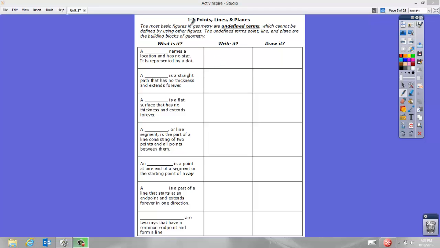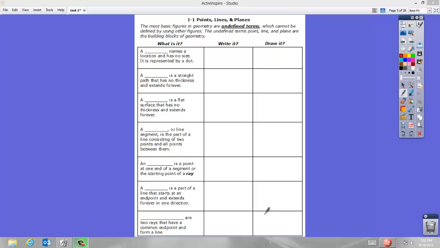All right, this is Unit 1-1, Points, Lines, and Planes. We're going to go ahead and get started. What we have here is a table. On the left side, we're going to have some vocabulary words and their definitions. In the center column, we're going to go over how we write these things in a math class. And on the far right column, we're going to go over how we draw these things and also give you a picture of how you're going to see them.